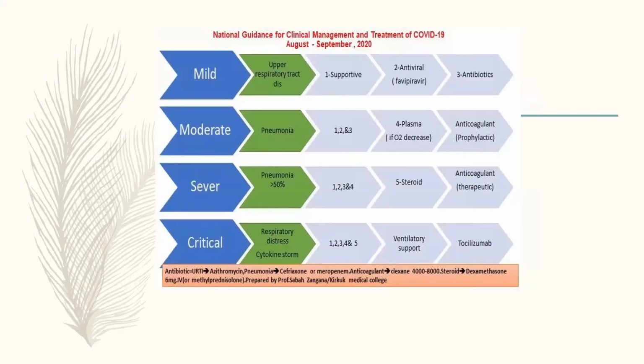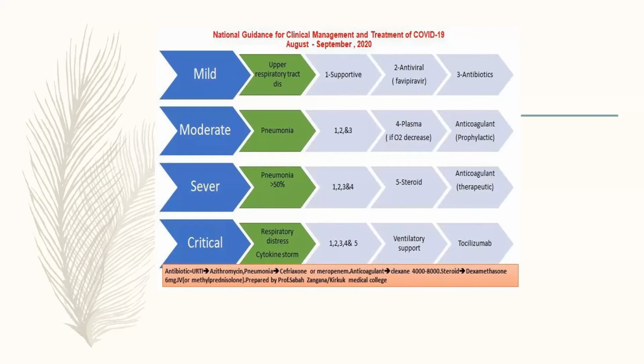Here we have the national guideline for management and treatment of COVID-19. We divide it into mild, moderate, severe, and critical. The mild includes upper respiratory tract infection, and its management will be supportive, antiviral which is favipiravir, and antibiotics. Moderate pneumonia we will treat with supportive treatment, antiviral, antibiotic, and plasma if oxygen saturation decreased.